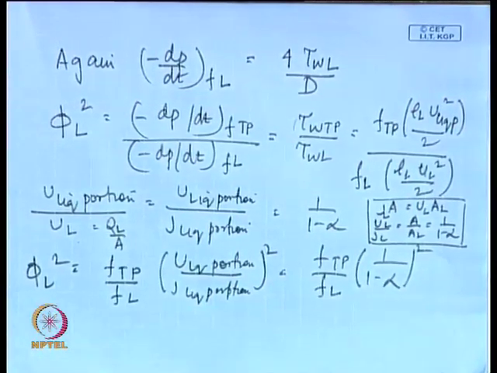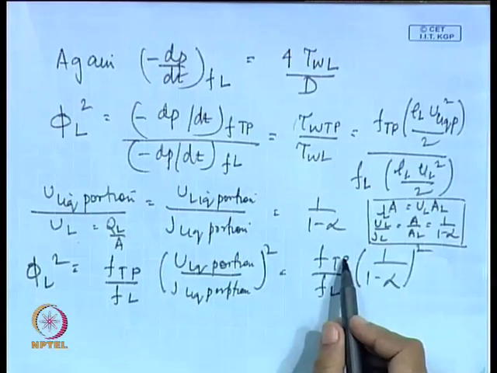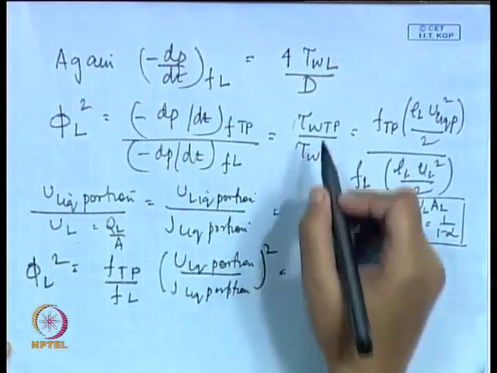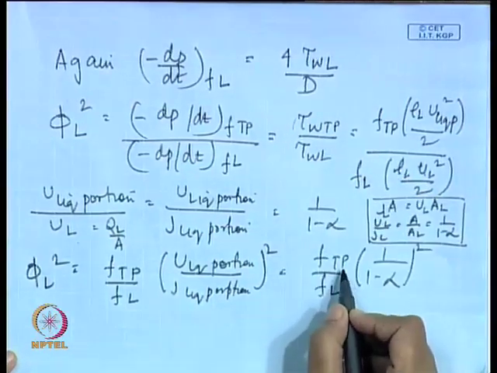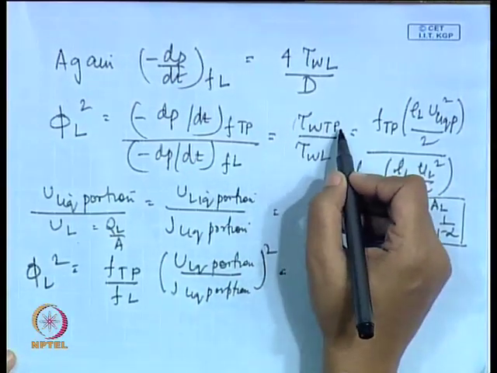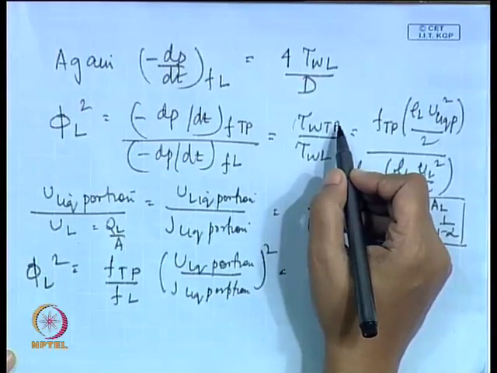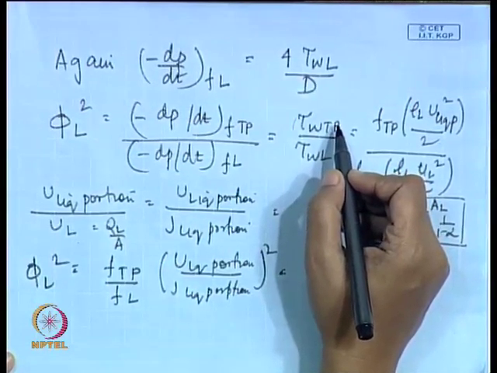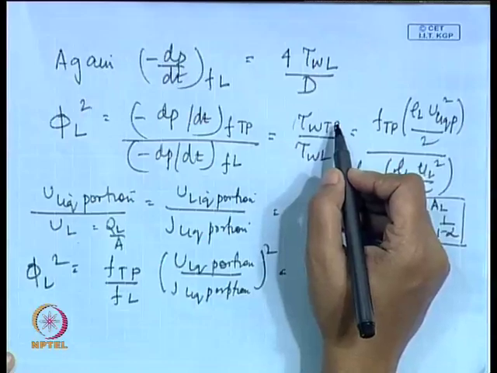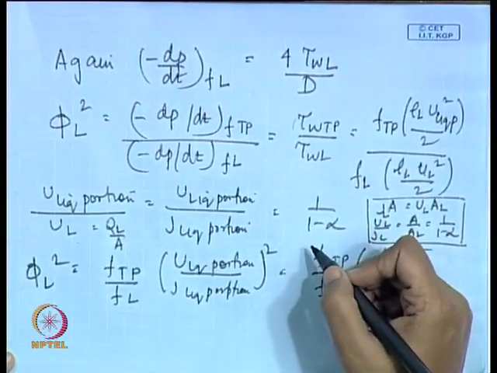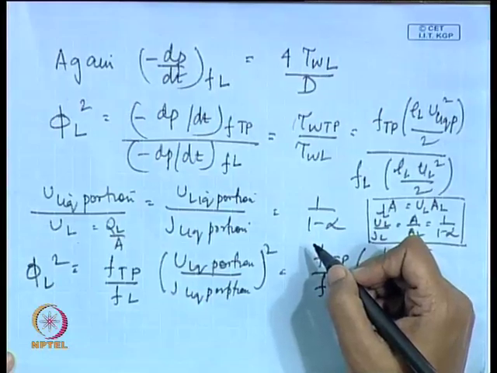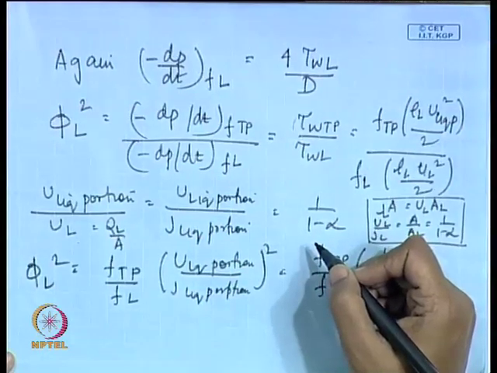Now, in this case you try to observe something. This F TP, or this tau W TP, arises why? Because the liquid film is in contact with the wall. So this must depend on what? Any friction factor depends on Reynolds number.